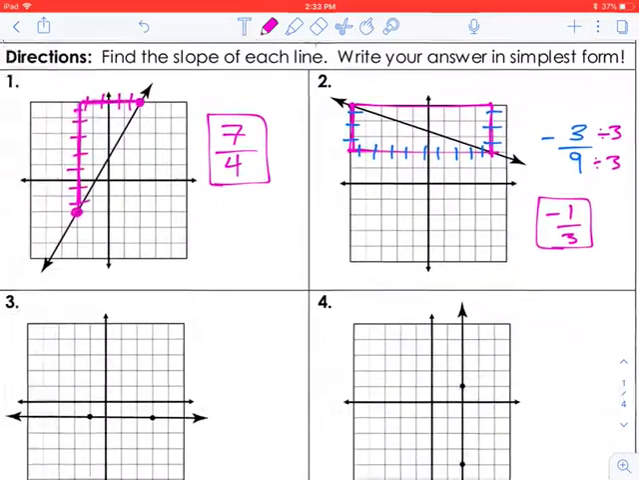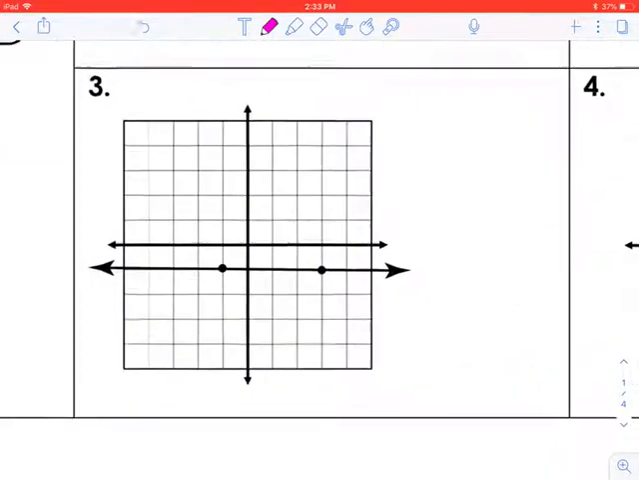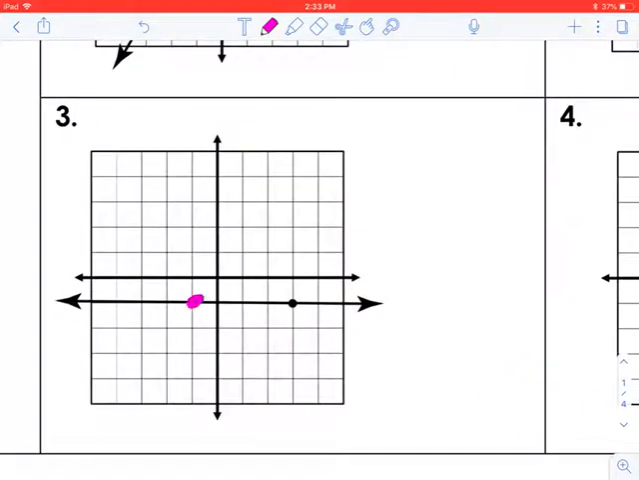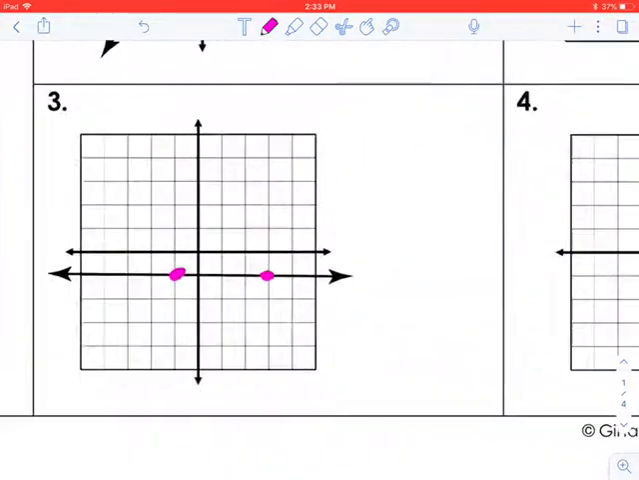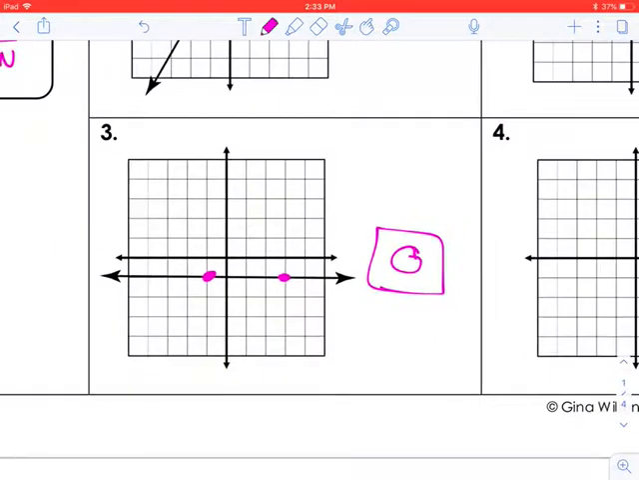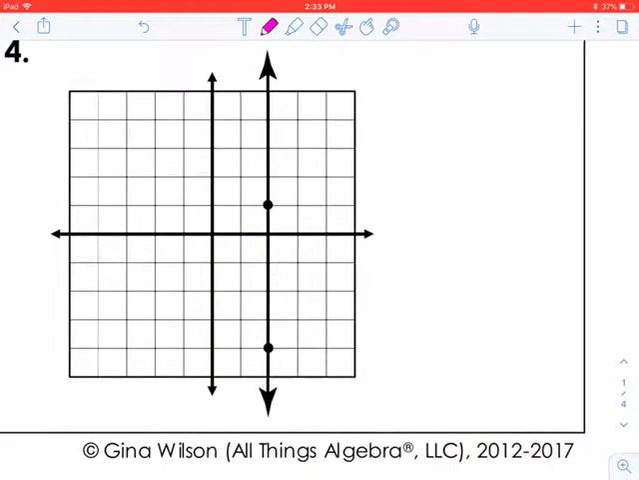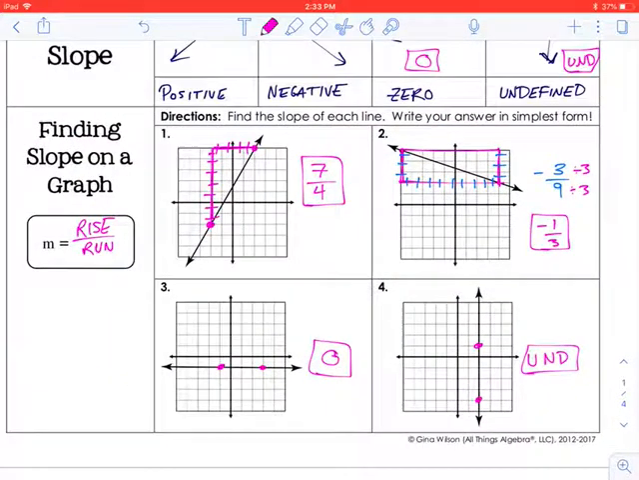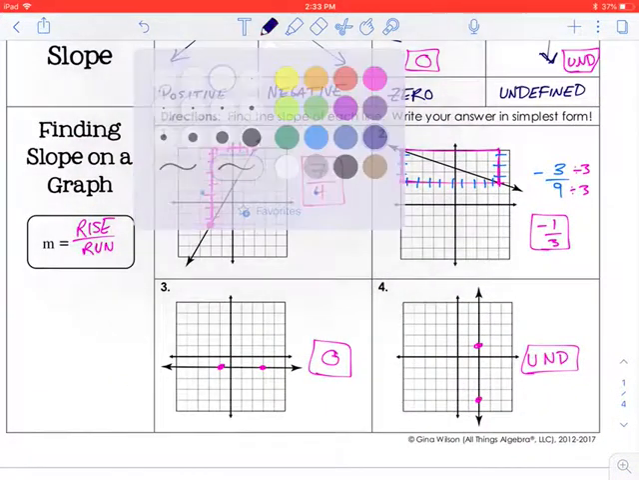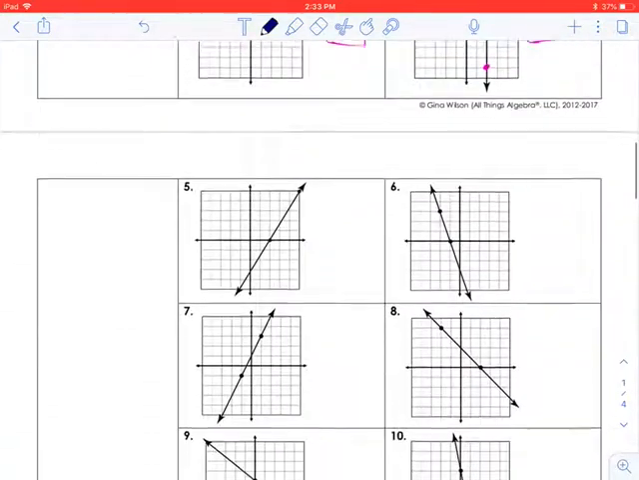Okay. So our last two on this page, you can see on number 3, this one doesn't go up at all. So just like we just said, if it's straight across, that slope is 0. And then same thing here. It goes straight up and straight down, so that is undefined.